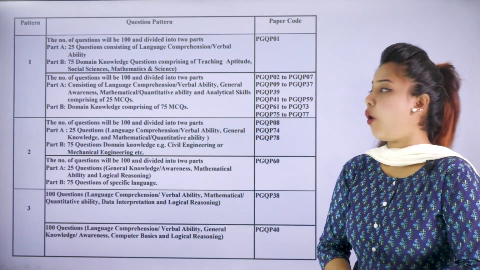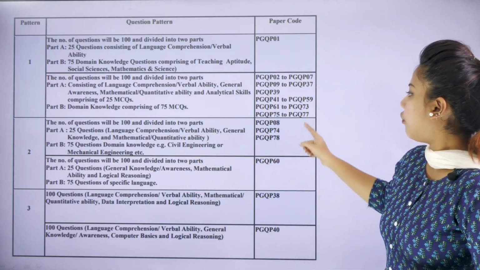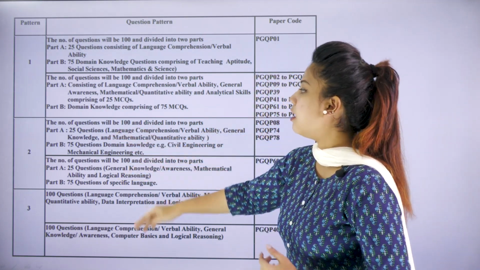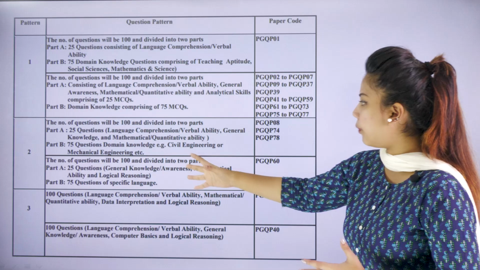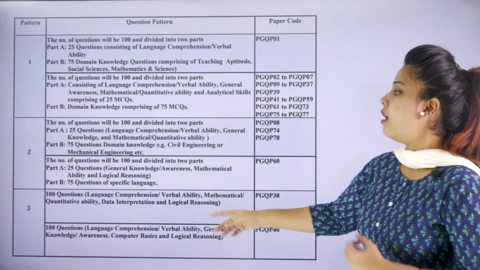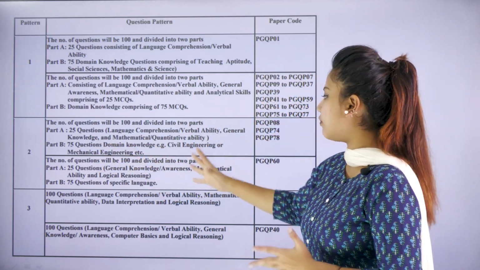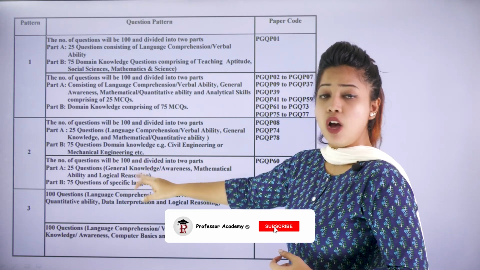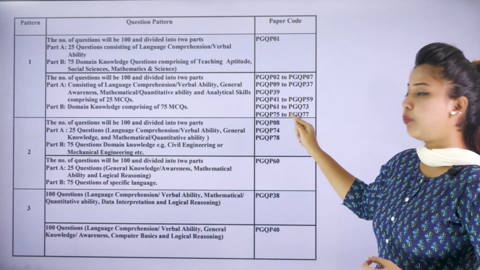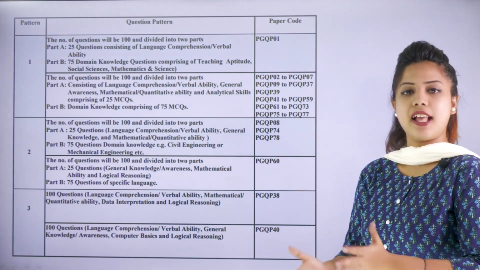The priority according to the paper code usually changes, and you can see here for these kinds of paper codes they again have part A and part B. Part A has 25 questions consisting of language comprehension, verbal ability again, general knowledge and mathematical quantitative ability. And part B is 75 domain knowledge questions, for example civil engineering or mechanical engineering, etc. They mention this because the paper code PGQP 08 is for MTech, for pursuing your MTech, and that's the point here.